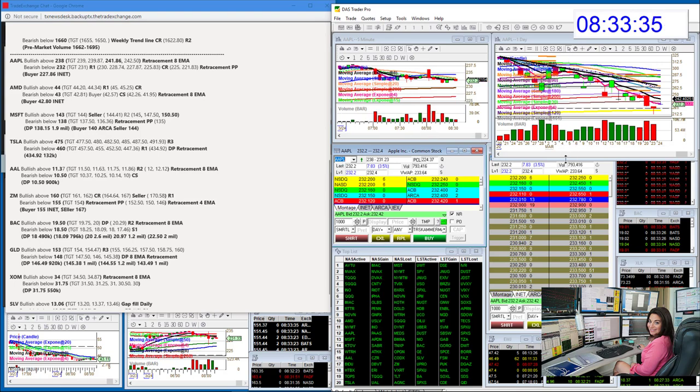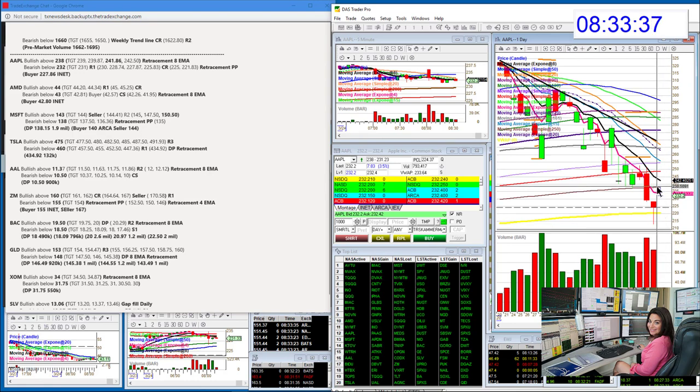We came up and tagged this simple 250 right here. That's a very powerful trend line. How many of you do not have this on your chart? The 250 SMA daily chart. Anybody here not have it? How about you guys in the training pit?